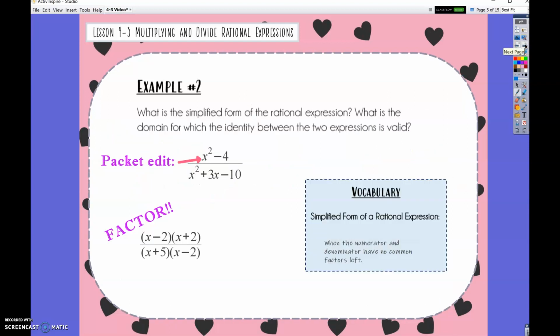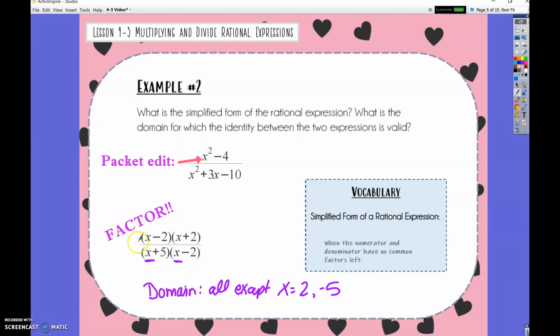For example 2, one edit in the packet here, you'll notice this throughout some of the videos. We want you to change this top of example 2 to x squared minus 4. Here you'll see me factor it, and this time I'll say and practice what I told you to. The domain would be all except x equals 2 and -5, and that comes from here and here.